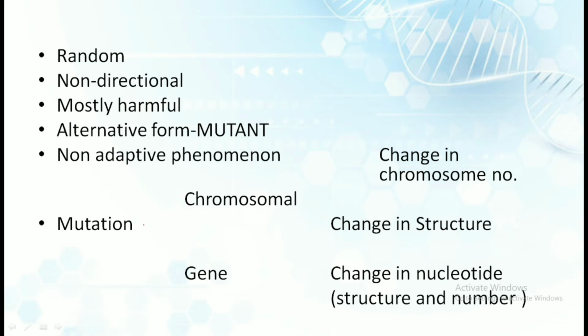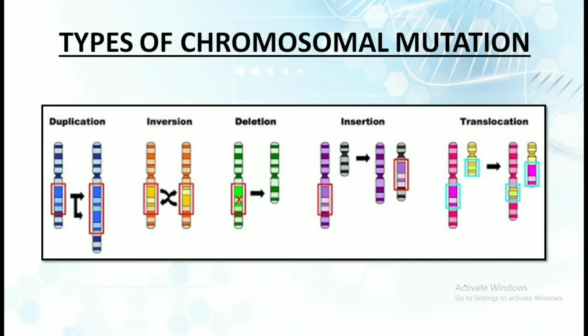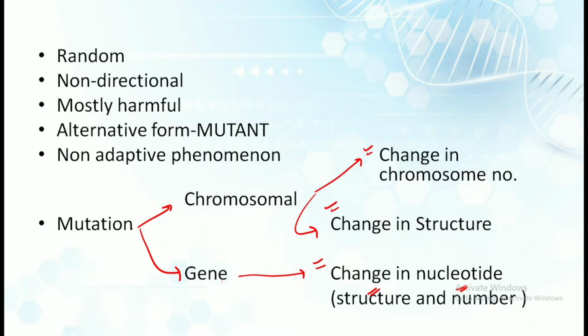If we look at mutation, it could occur either at the chromosomal level or at the gene level. At the chromosomal level, it could lead to a change in the chromosome number or a change in the structure of the chromosome. And if the mutation occurs at the gene level, it could occur because of a change in the nucleotide, at the structure and number level. So let's talk about the types of chromosomal mutation, that is, the mutation which leads to a change in the chromosomal number or structure.